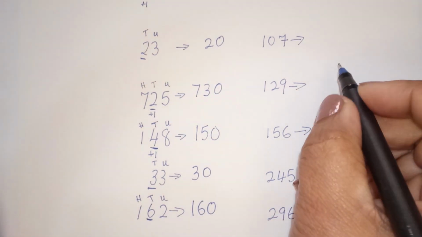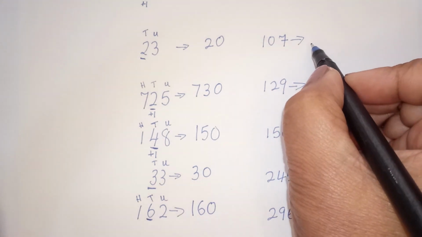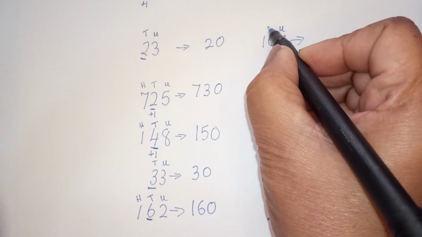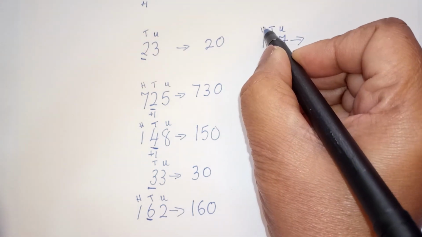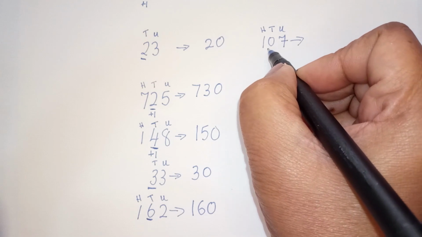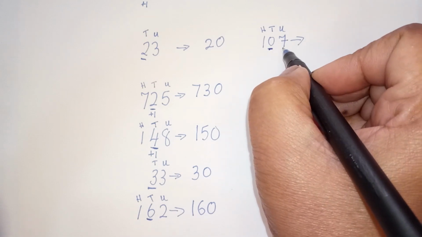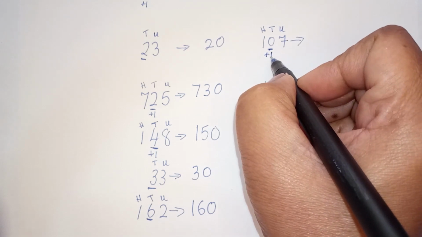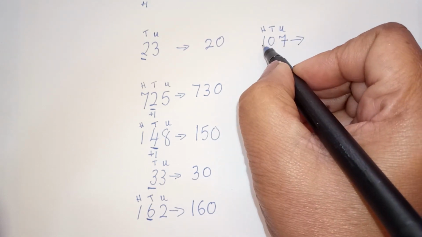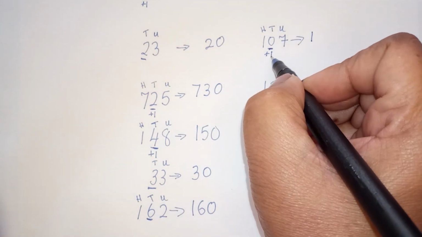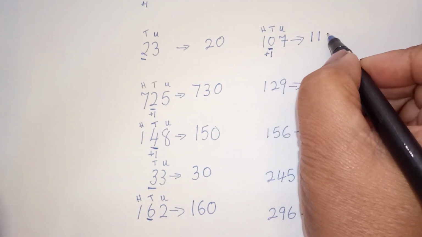We look at this example here. We have 107. So 7 is units, 0 is tens, and 1 is hundreds. So 1 will be as it is. Spot out tens, which is 0. The number next to it is 7. 7 can give 1, so we say 0 plus 1. So this 1 here, hundreds, will be as it is, and this 0 plus 1 will be 1, and 7 will be 0.